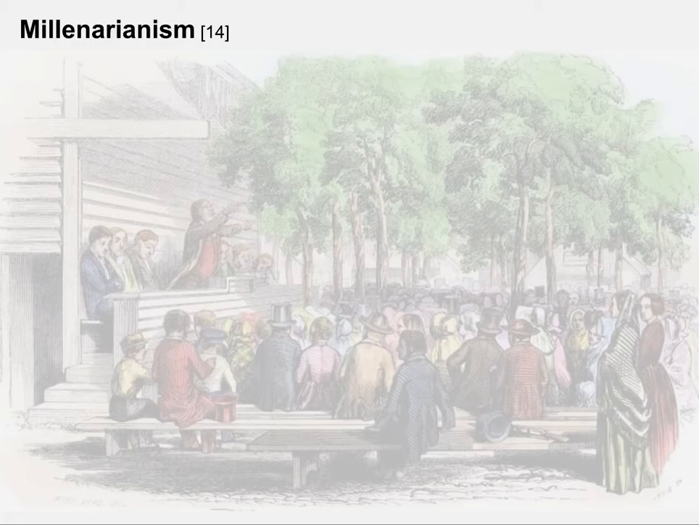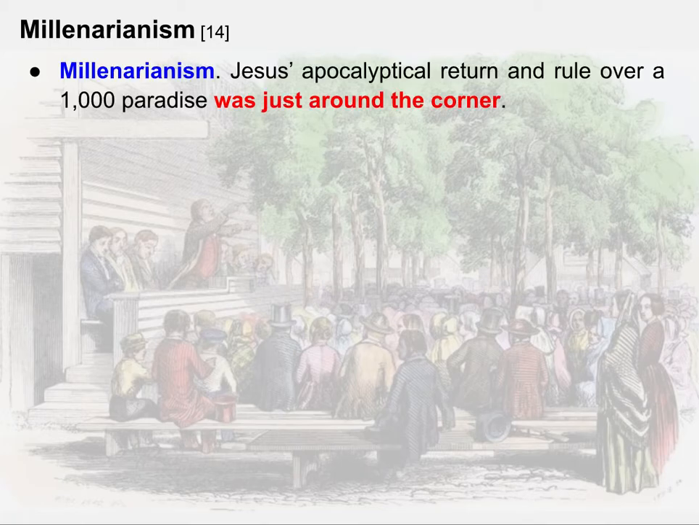So the word I continue to mispronounce, millenarianism. This is Jesus' apocalyptical return and rule over a 1,000-year paradise was just around the corner. Because if it isn't just around the corner, then you don't need to do anything, right? If Jesus' return is in 100 years, then why bother? Nothing to worry about. But if it's just a few years off, or it's going to happen this year, you're going to do something about it.